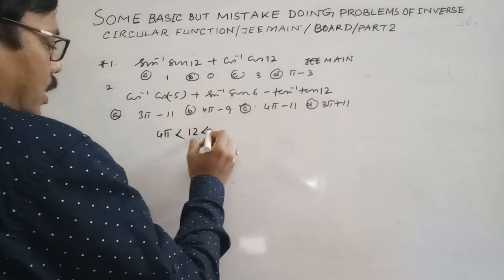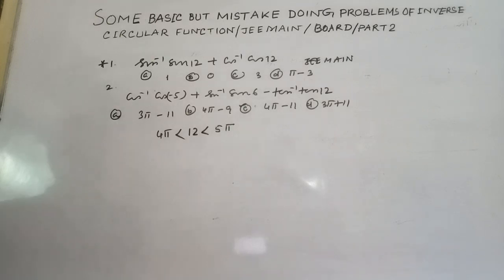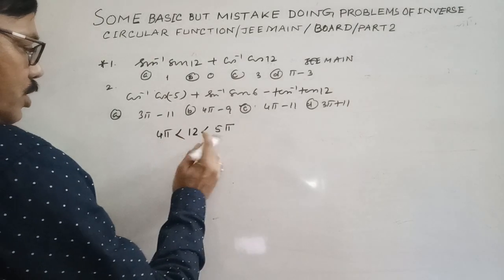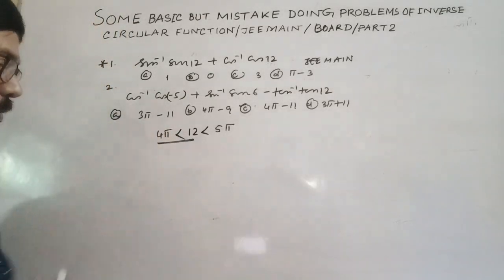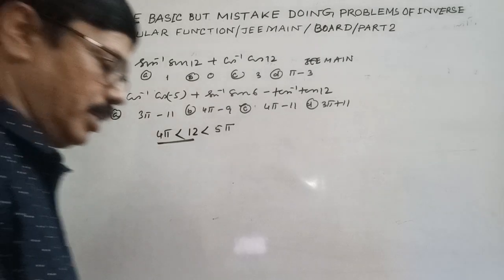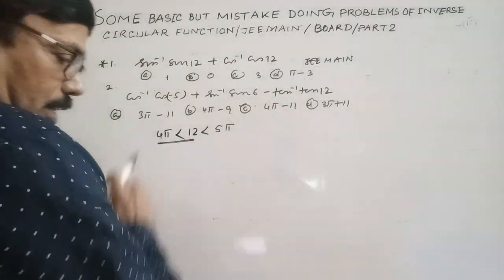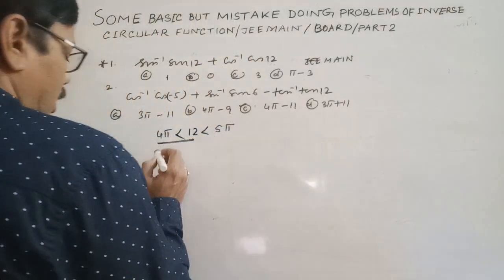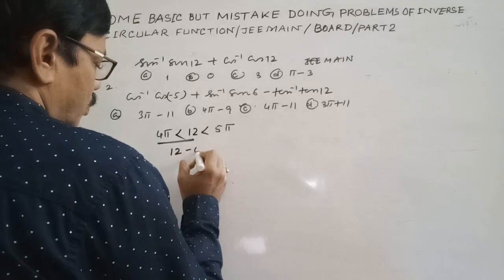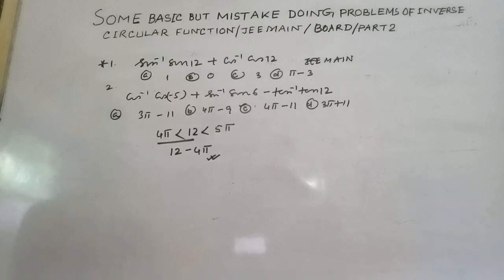So this is 4 pi and this is 5 pi. In case of sine, you take the difference, which one is small. So this one is small. So this is an even multiple. 4 is an even multiple. So what is your formula? Theta minus even multiple of pi. So this one is 12 minus 4 pi.